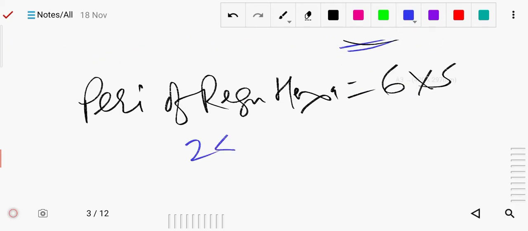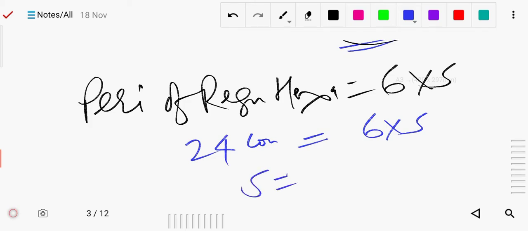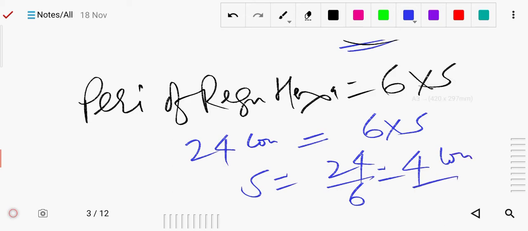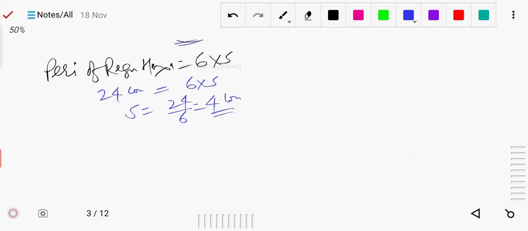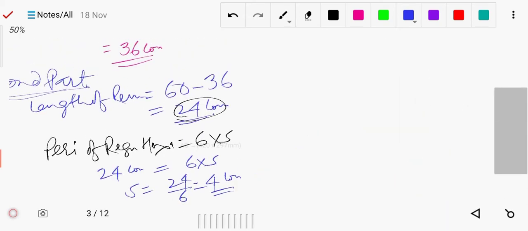So right here, 24 centimeter equals 6 into s. Now we can find the s. So 24 divided by 6, it will be 4 centimeter. So the side of this hexagon, each side, will be 4 centimeter.